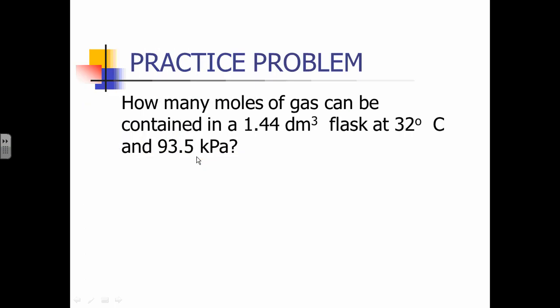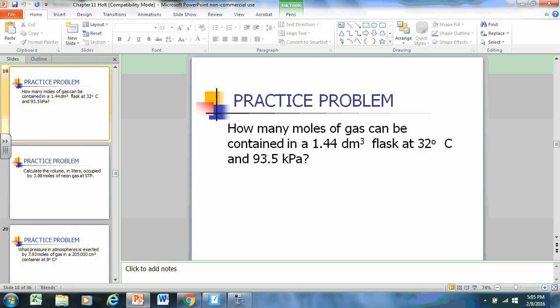So how many moles of a gas can be... now, I can't really write on here because when I do, it thinks it's a mouse, not a pen tool, but this is what you need to know. The volume is 1.44 cubic decimeters; a cubic decimeter is a volume unit. This is V. 32 degrees Celsius is a temperature unit. This is T. And 93.5 kPa is a pressure unit. So I'm going to escape and go back to here and flip back and forth between these.